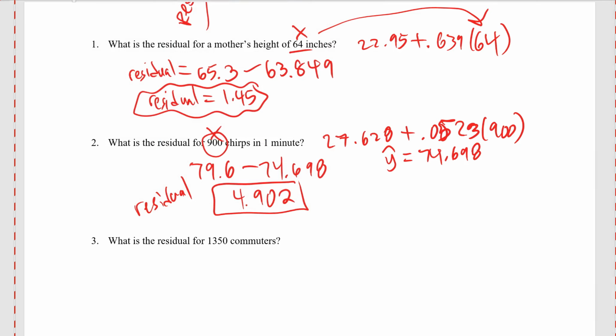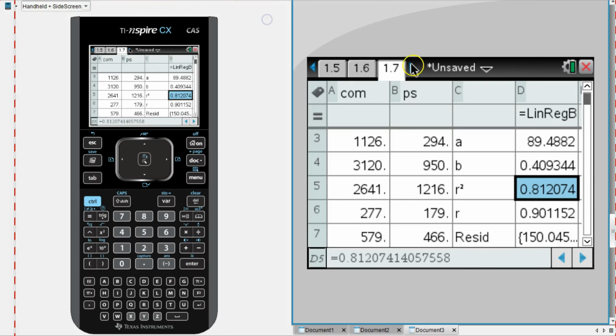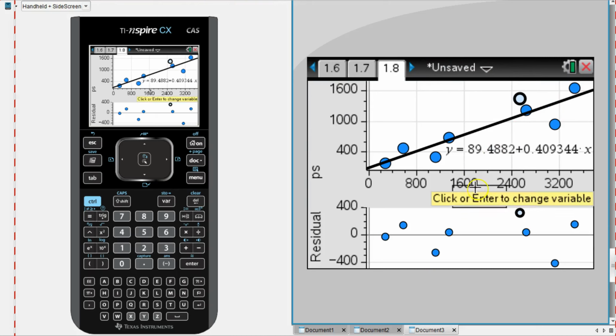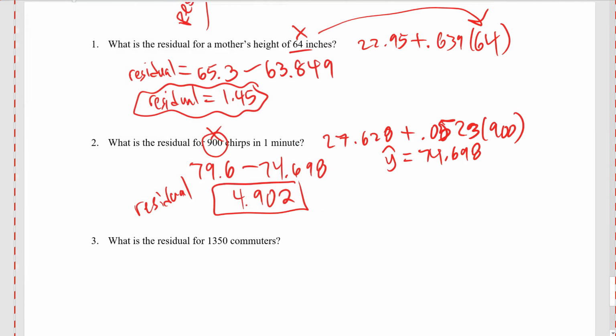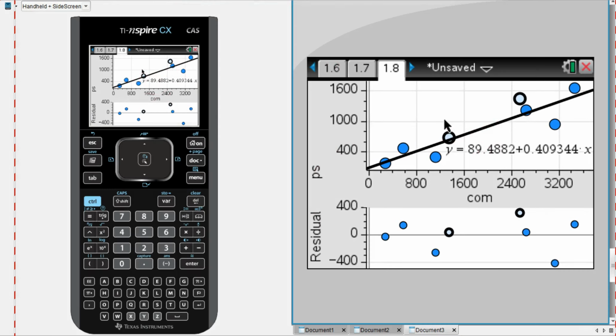Depending on your homework, they might want a little more exact. What is the residual for 1,350 commuters? Well, to do this, though, you would have had to graph the commuters, find the 1,350. Find that down here. I need that point. That would have a residual of 34.